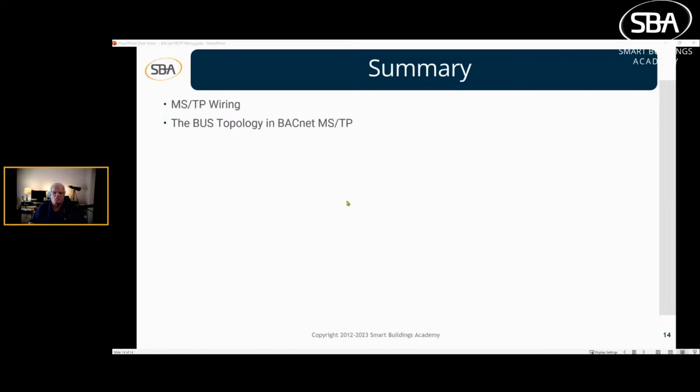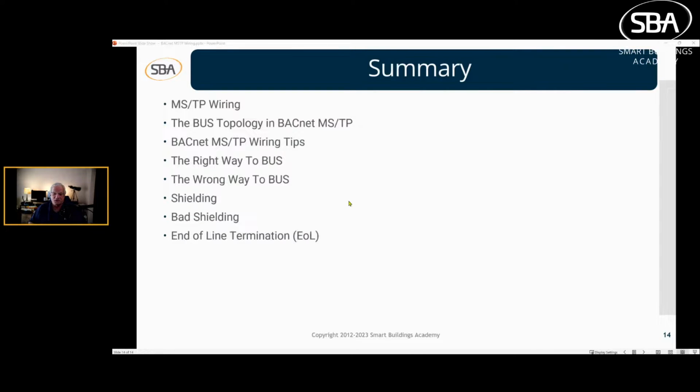So we looked at MSTP wiring, bus topology. We've talked about wiring tips, the right way to bus, the wrong way to bus, how to shield, how to not shield, and what end-of-line terminators look like. And overall, in this entire presentation, we looked at BACnet MSTP. We looked at the standards that are involved from BACnet. We looked at why it's important to follow the standards. We looked at the importance of interoperability, which is a huge deal in the BACnet world. Be interoperable. Make sure that the equipment you pick, if they're two different brands, that they're both BACnet certified. If they're not both BACnet certified, you may have communication problems on the network.